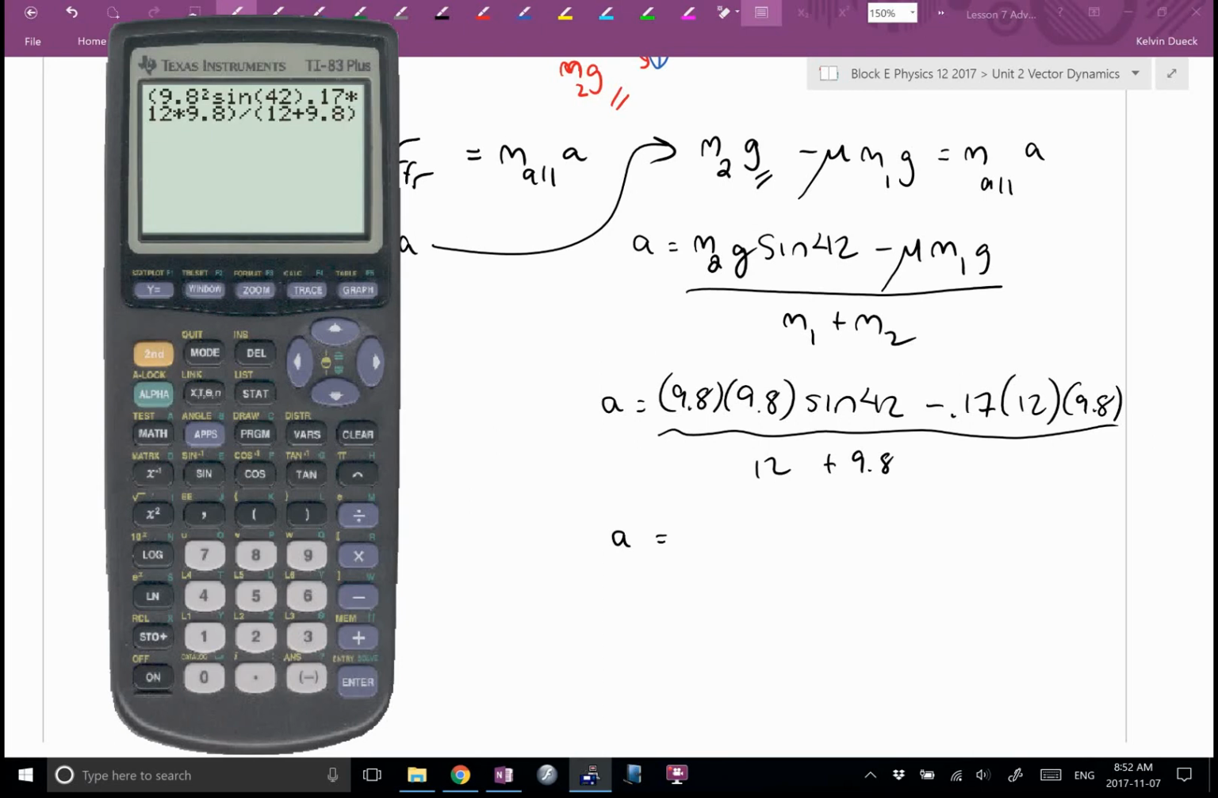9.8 times 9.8 sine 42. I'm missing a minus sign. Goes right there. Insert minus. 0.17 times 12 times 9.8. That's totally wrong. I put a negative sign there. I did what I've yelled at you about. You get 2.03?